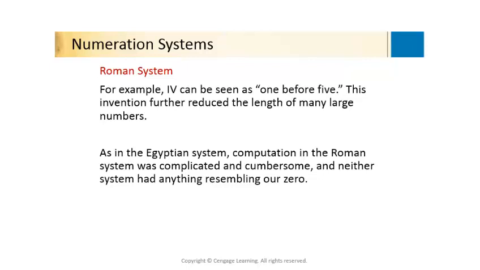And what they did to introduce the subtractive element was that if you have a symbol that is less than the one that comes after it, you are to automatically know that you should subtract. So here I have a symbol for a 1 and a symbol for a 5. Since the 1 comes first, you would say, well, that's 5 minus 1, so that would be 4.